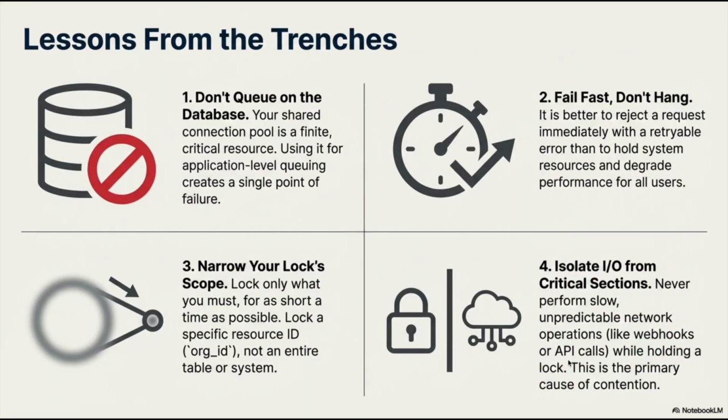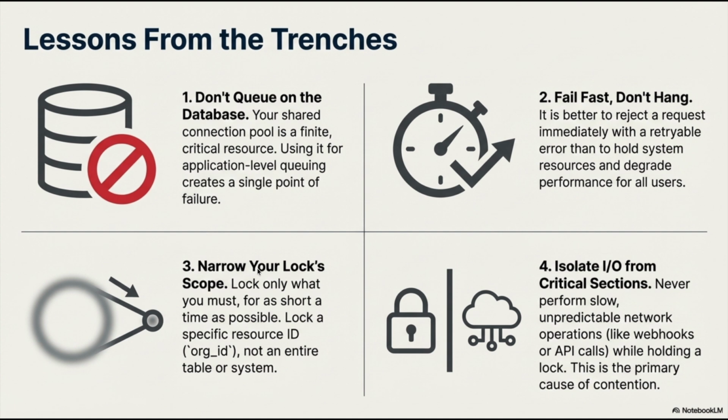Lessons from this: don't queue on the database. Your shared connection pool is a very finite and critical resource. Using it for application-level queuing creates a single point of failure. Never ever do that. Always fail fast, don't hang. It's better to reject a request immediately with a retriable error than hold system resources and degrade performance for every user. Narrow your lock scope.